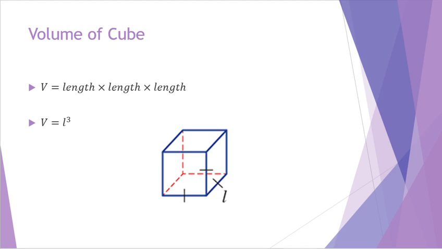And this formula here is for the volume of a cube. So just look at the dashes here. These mean that these are of the same length. So that means that's L. And the height here is also L. So length times length times length is the same thing as L cubed, okay?